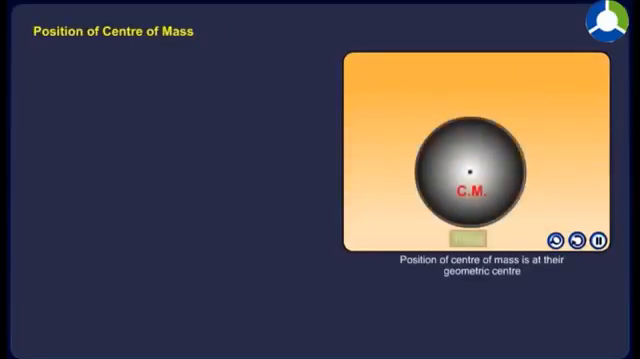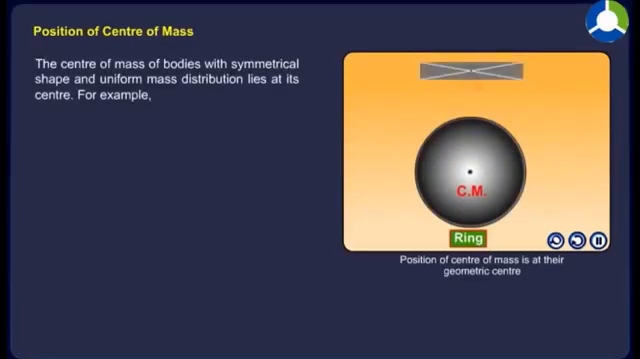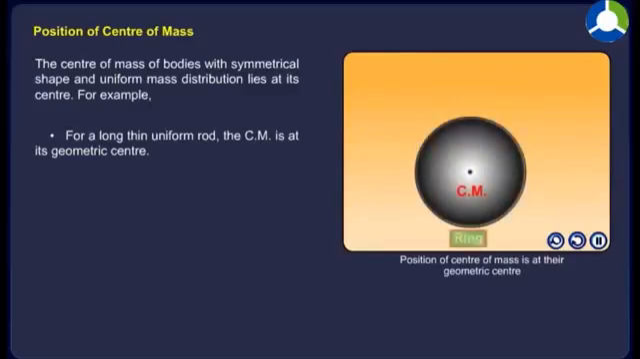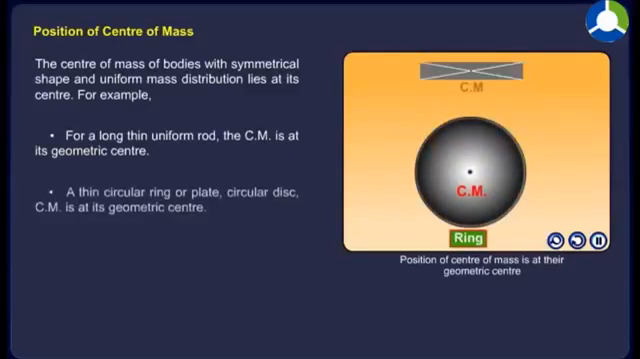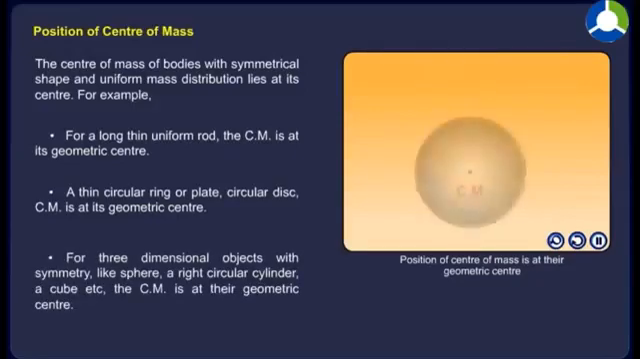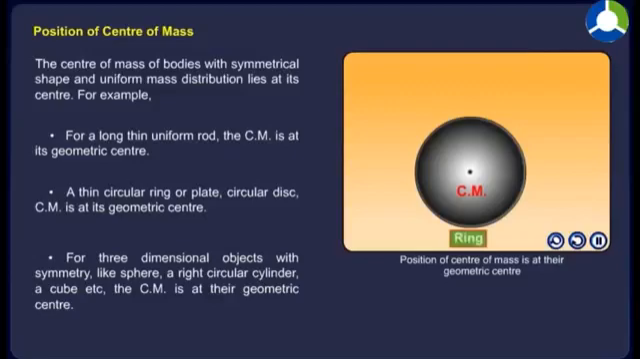Position of center of mass. The center of mass of bodies with symmetrical shape and uniform mass distribution lies at its center. For example, for a long thin uniform rod, the center of mass is at its geometric center. For a thin circular ring or plate, or a circular disc, the center of mass is at its geometric center. For three-dimensional objects with symmetry like a sphere, a right circular cylinder, a cube, etc., the center of mass is at their geometric center.